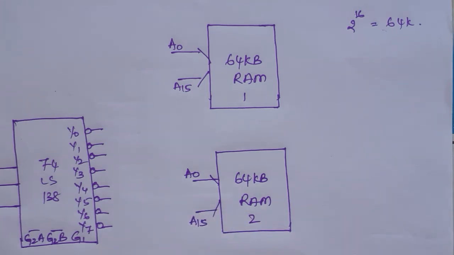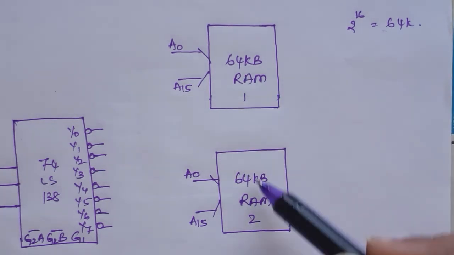In the next video we'll see how exactly the memory is interfaced with the 8086 processor, because it is a word processor, there is a change in how the memory is interfaced with the processor. So that we'll see in the next video.